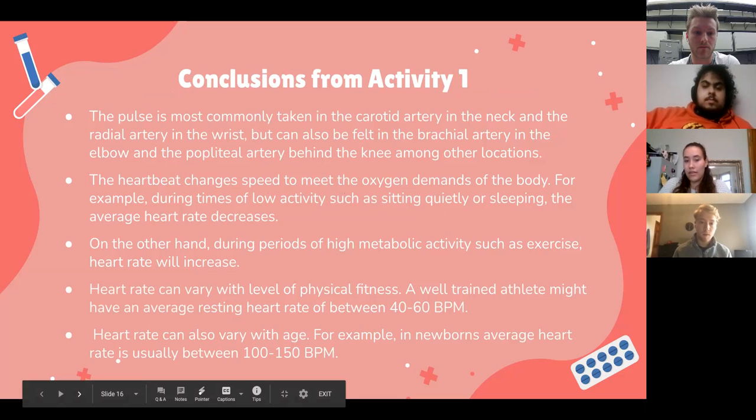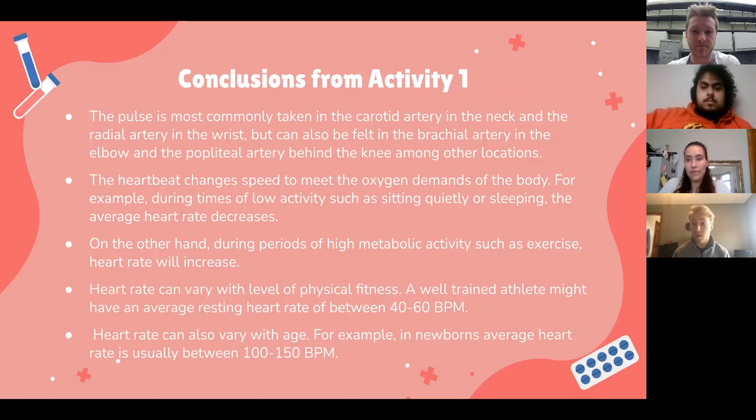So finally, some conclusions from this activity. We know that the pulse is most commonly taken at the carotid artery in the neck, or the radial or brachial artery in the wrist and the elbow. There are some other locations that you can do this as well, like the popliteal artery, which is behind the knee. The heartbeat also changes speed to meet oxygen demands of the body.